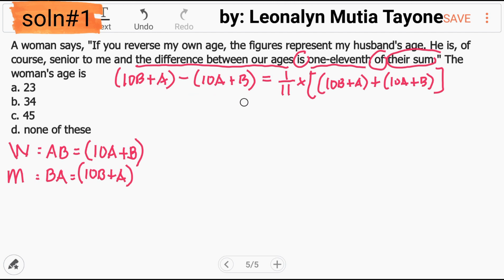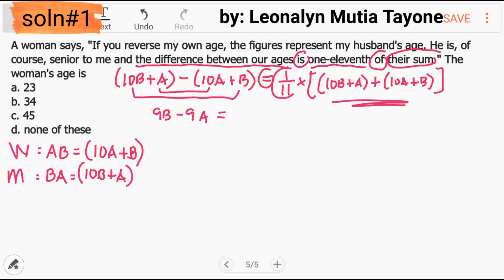So, pwede na natin siyang isolve. Ipagsama yung mga like terms. 10B minus B, and that is equals to 9B. Next, A minus 10A, and that is equals to negative 9A. Kopyahin itong equals sign. Now, ito muna ang isolve natin.